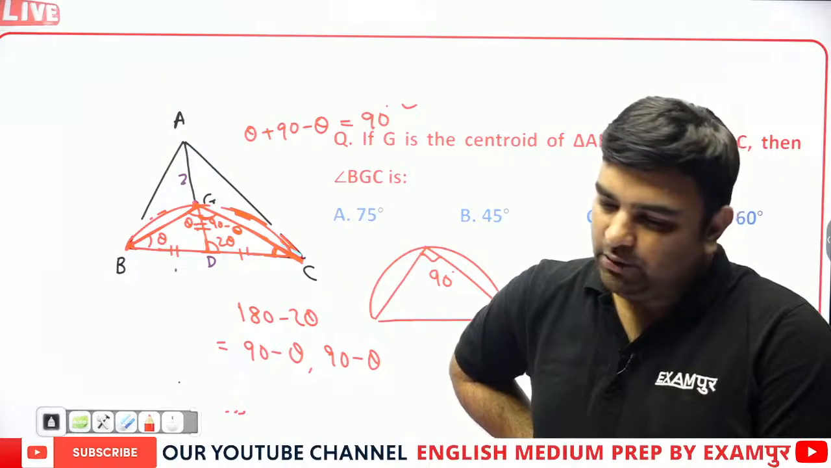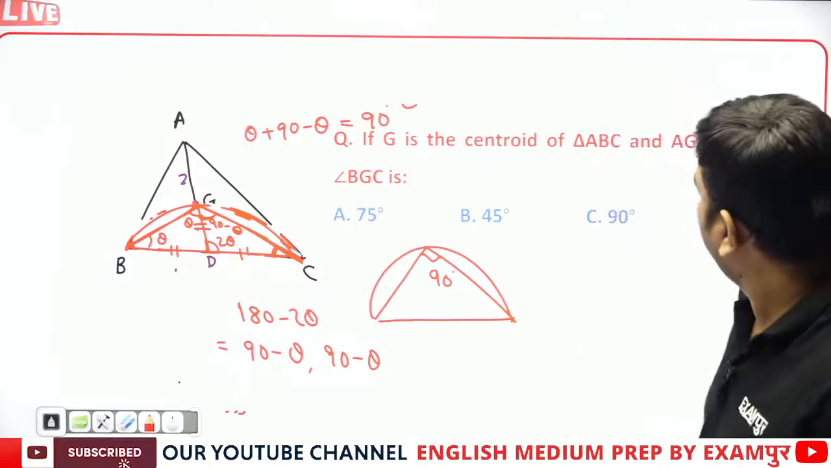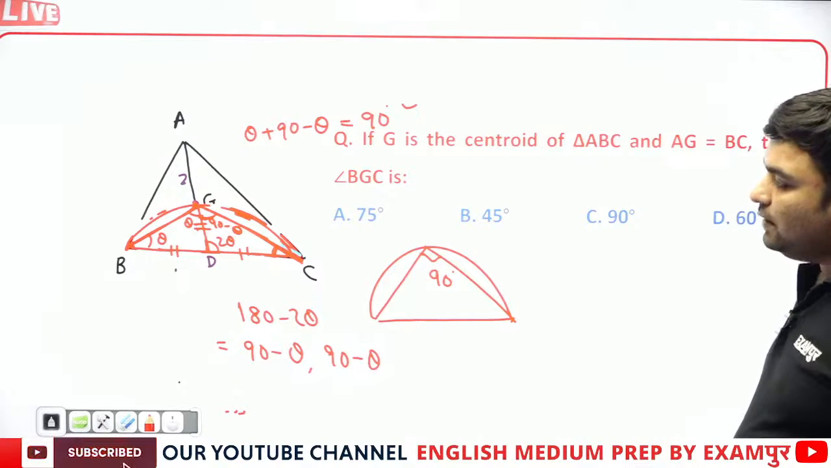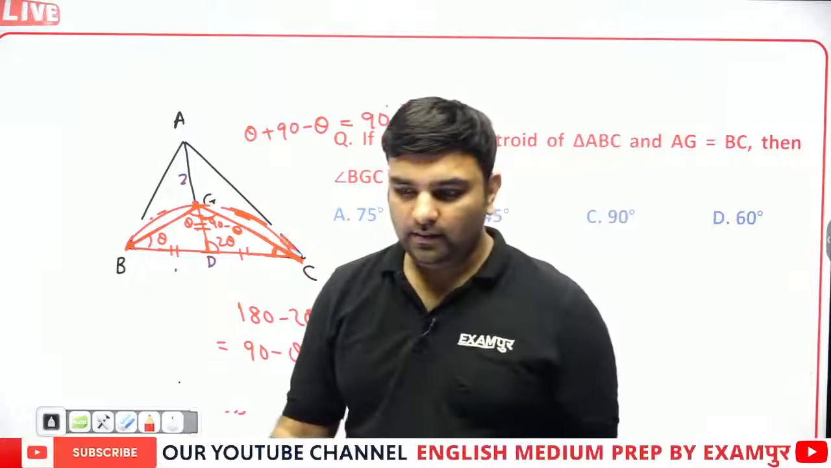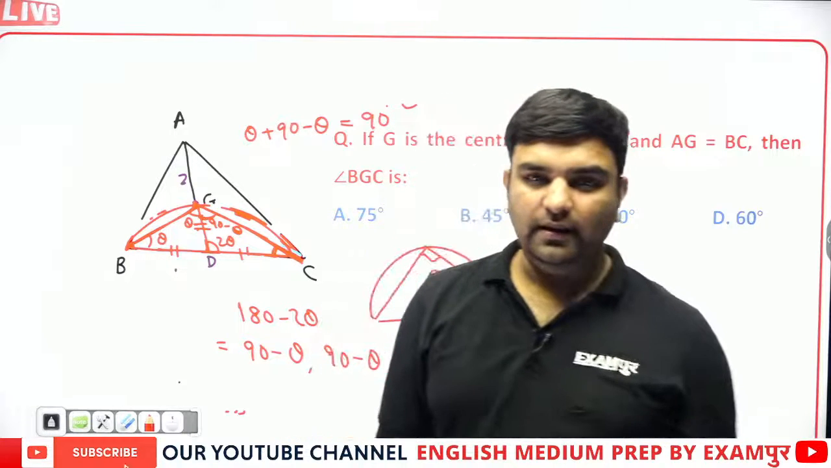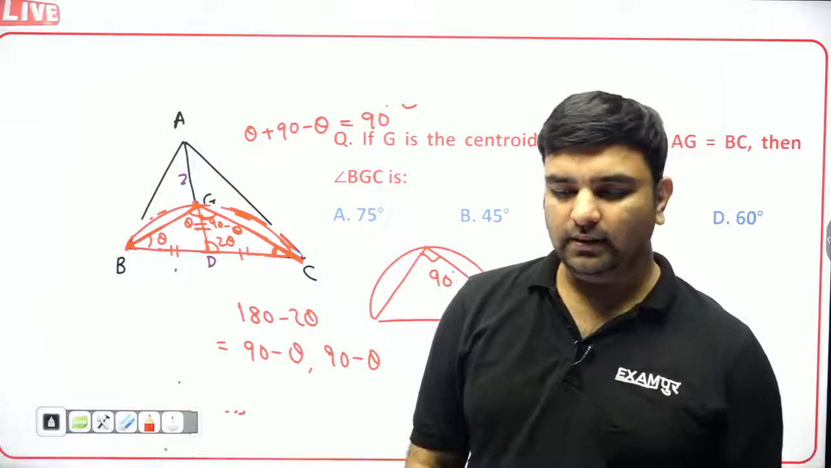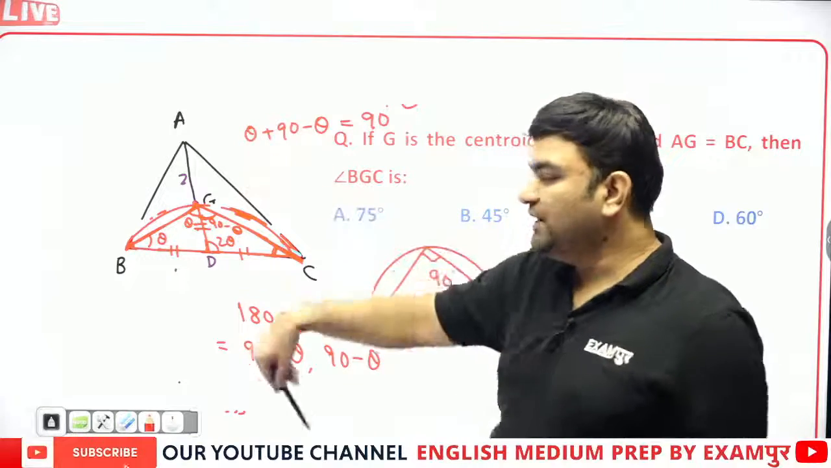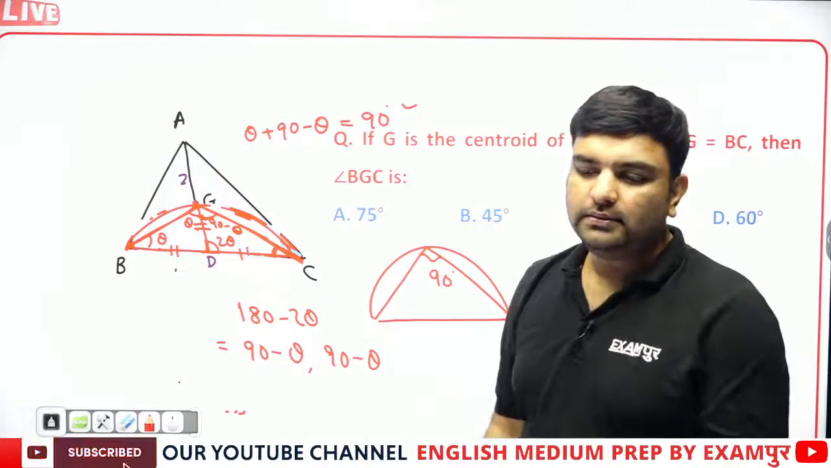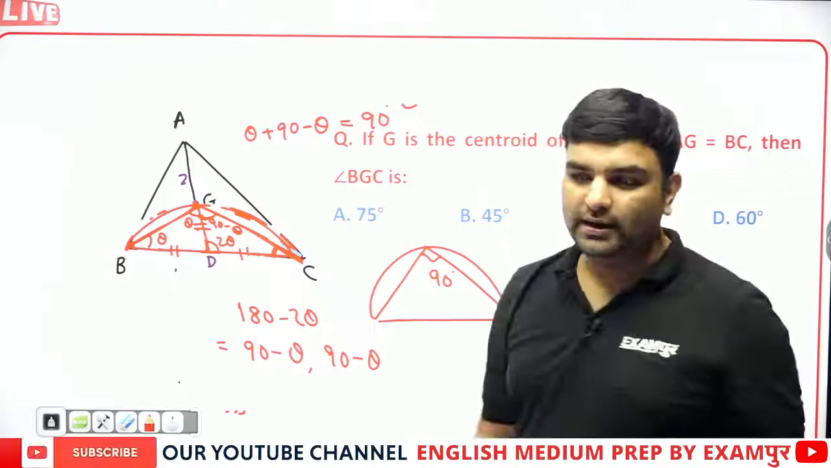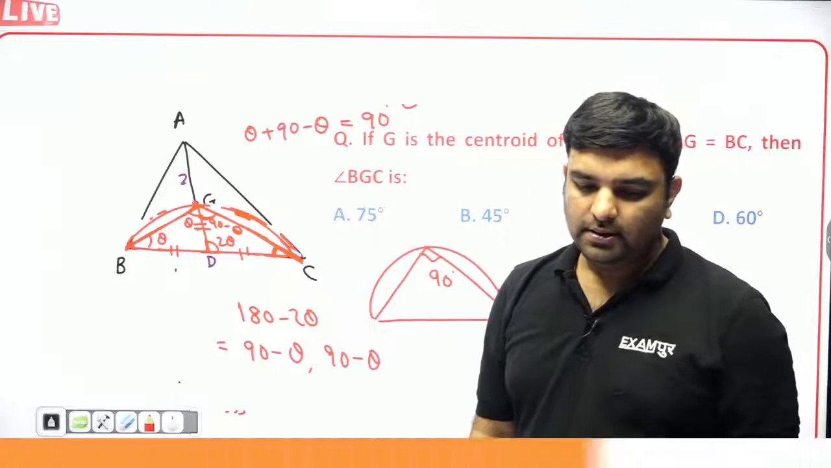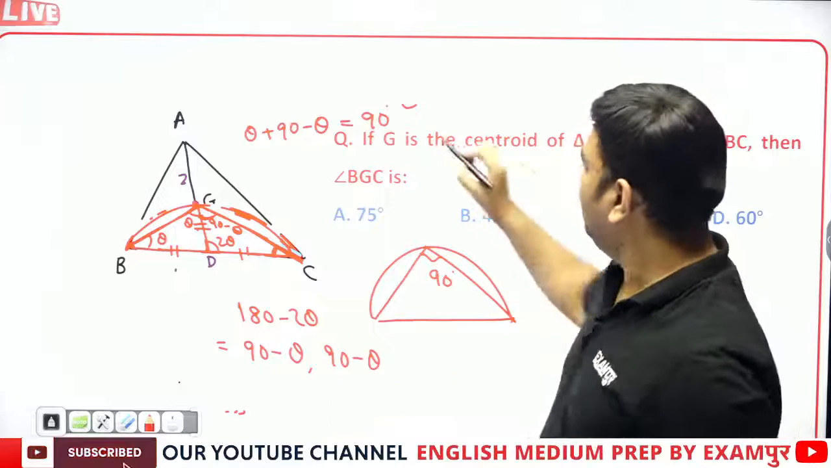Sir, how is BD equal to DC? Because AD is the median, and the median will divide the side into two equal parts. Pragati, AD is the median. That is why the centroid lies on the median only.